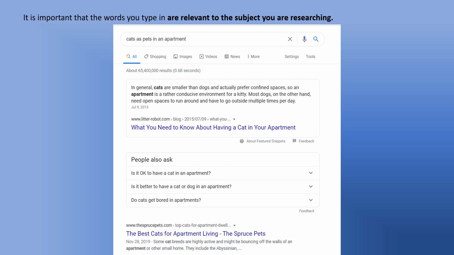And I know there's situations where you can get too specific. So let's just say I were to type in cats as pets in an apartment in Sioux Falls, South Dakota, and list the specific street. Well, that would get a little too specific. I just want to know, do cats work in an apartment?